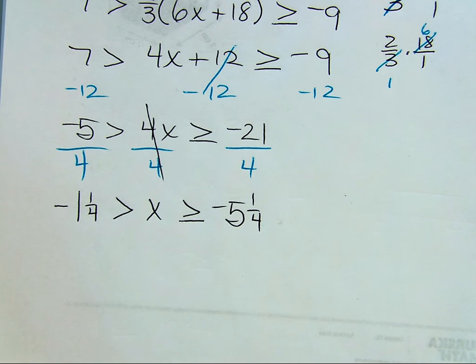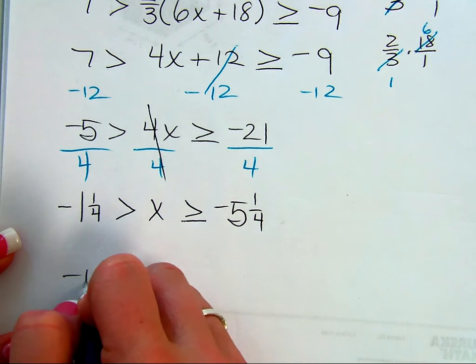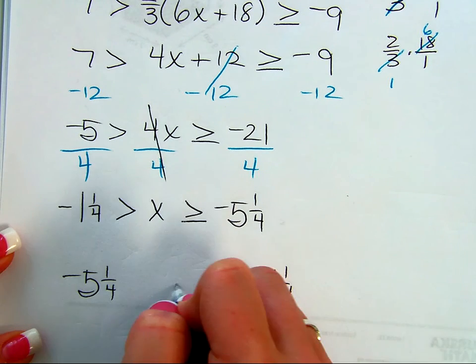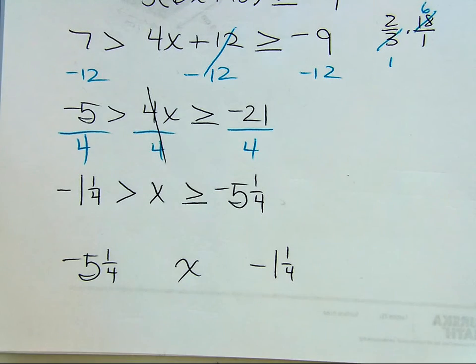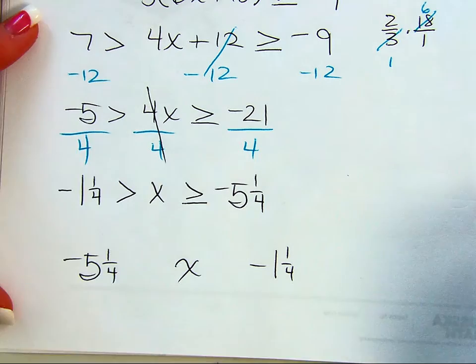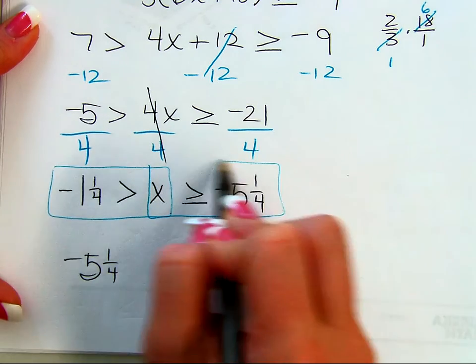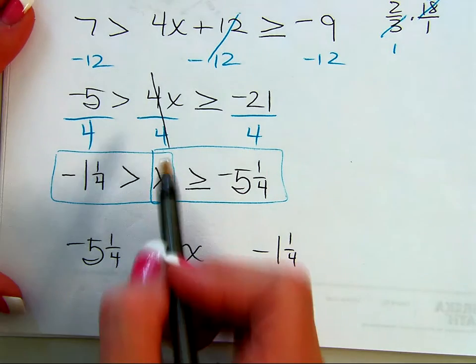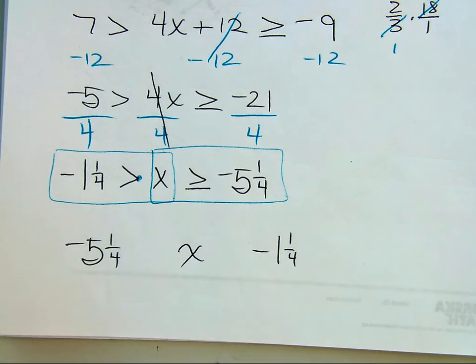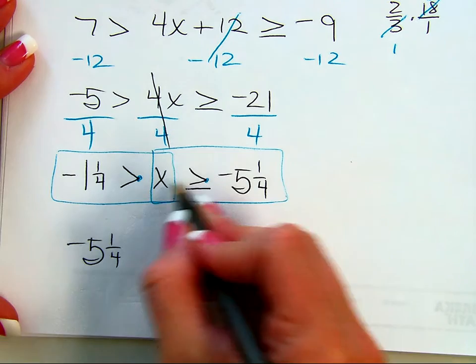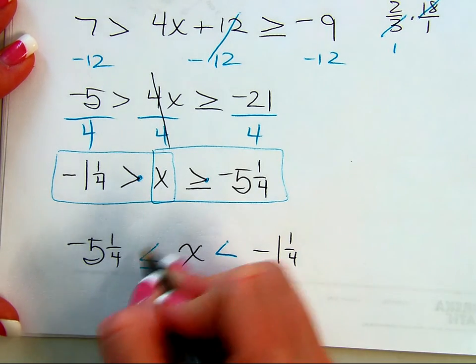And because they want you to keep working, is that in the order that it should be in? Negative 5 1/4 is to the left of negative 1 1/4 on a number line. X is in the middle. And maybe, if you need to, just box it off like this and look at each of them separately. So for the negative 1 1/4, x is actually less than it. But for this one, x is actually greater than it. Got it?